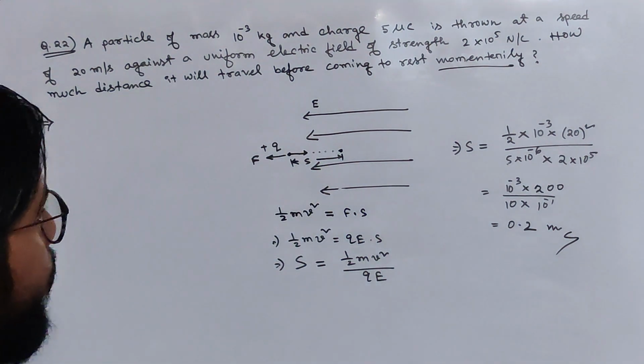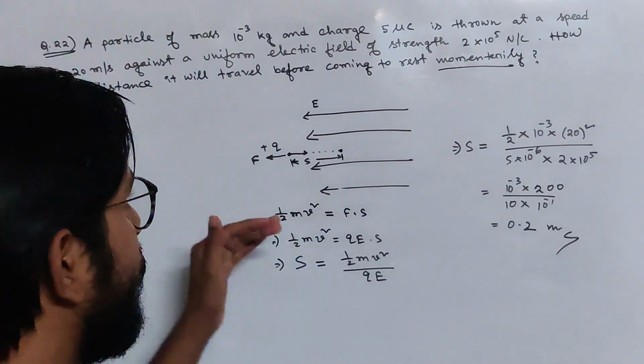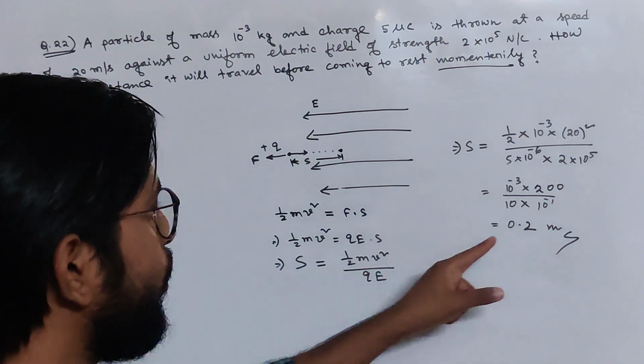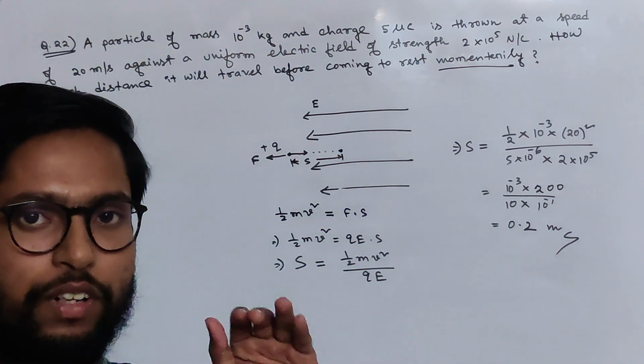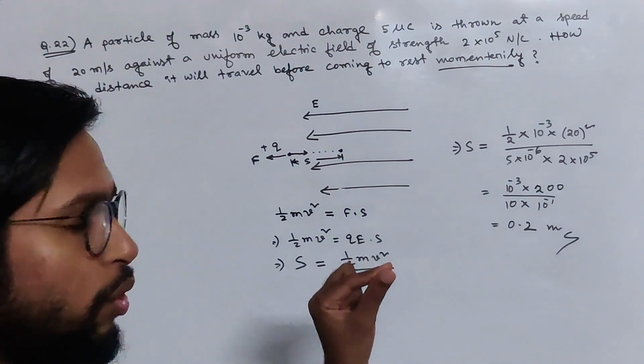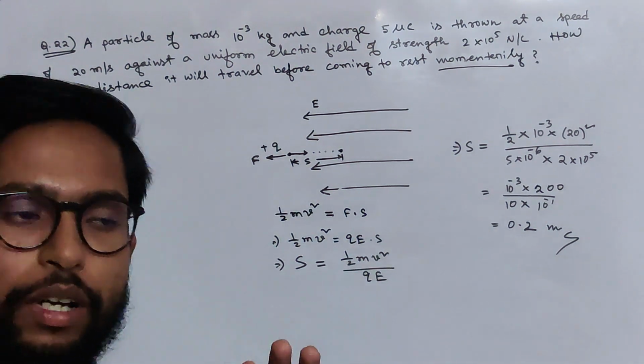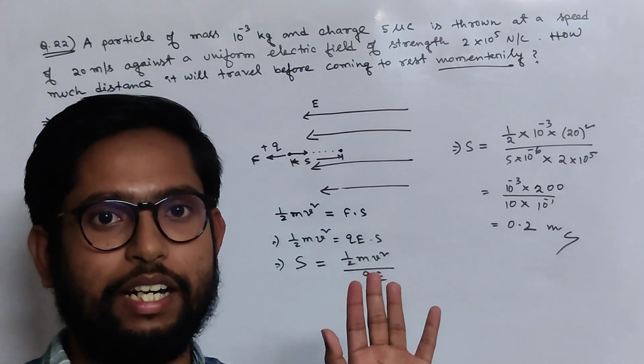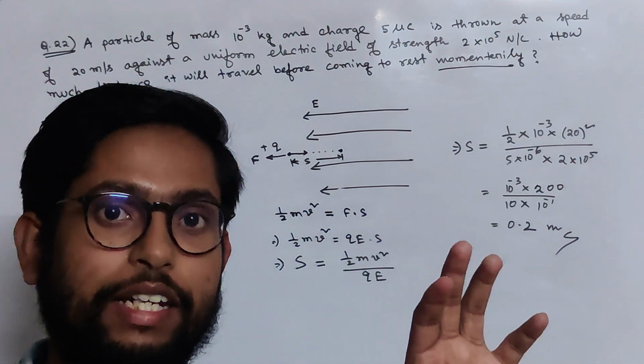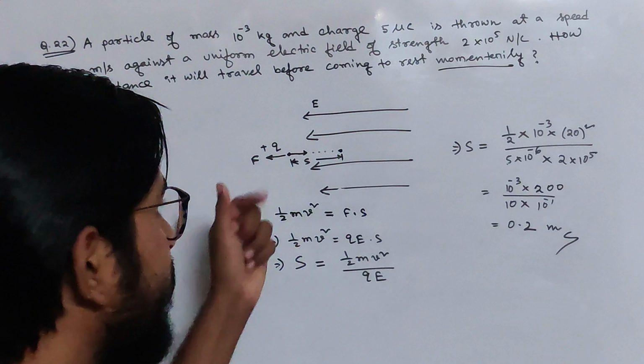So before coming to rest momentarily, it will cover a distance s, that is 0.2 meter inside the electric field, and after covering the distance 0.2 meter it will come to rest, because now all of its initial kinetic energy has been converted into the work it has to do against that force F.